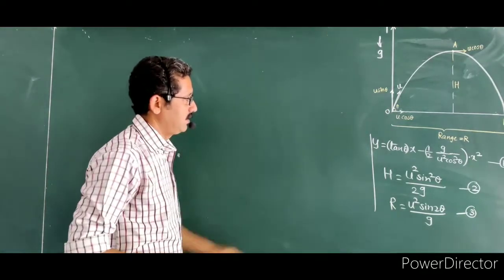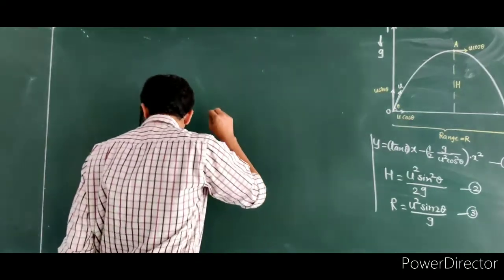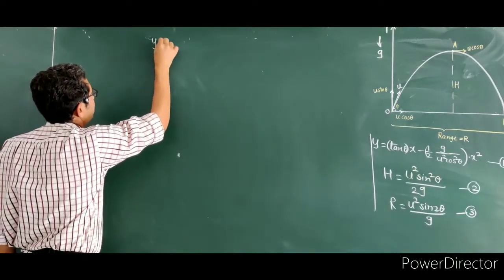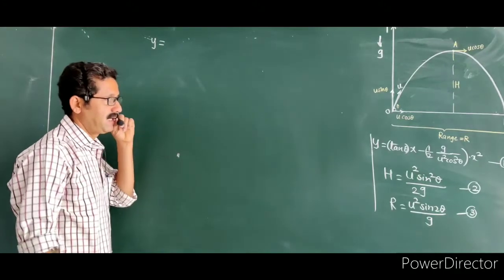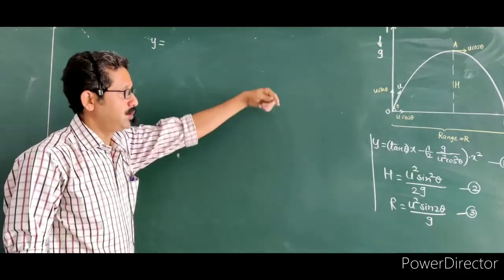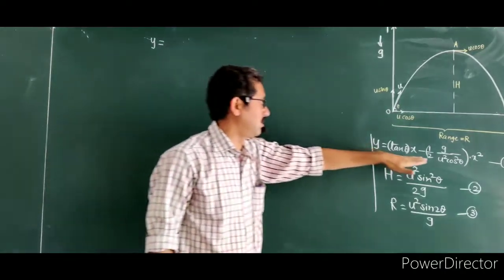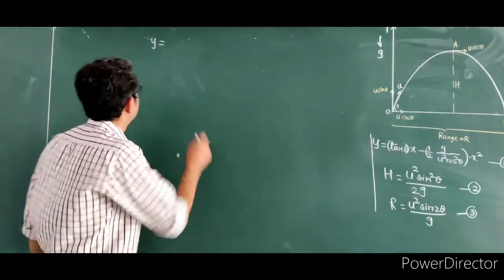Let us say I take into consideration this equation number 1 and try to simplify it. We already have y is equal to x tan theta minus half g upon u squared cos squared theta into x squared. Out of these two terms, let me take x tan theta common.